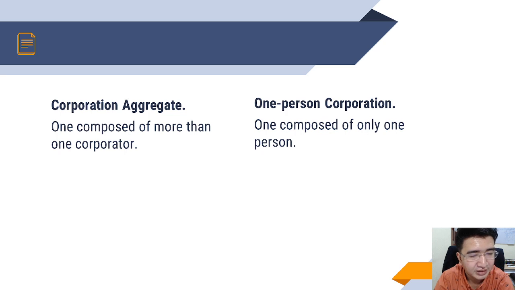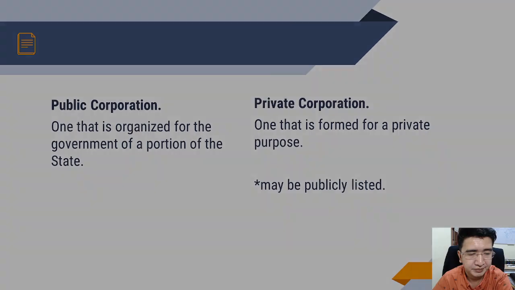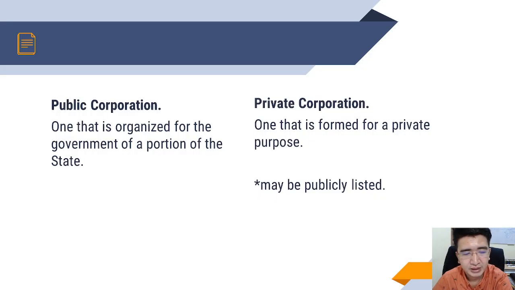Ngayon, to eliminate that, kasi ang pangit naman tignan na ganun ang ginagawa, i-allow mo na lang na one-person corporation. That's why there is now a law allowing sole corporation or one-person corporation. Ito yung bago. Then you have public and private corporation. When we say public corporation, one that is organized for the government of a portion of the state. So mostly yan mga GOCCs. For the private corporation naman, one that is formed for a private purpose. O yan, usually yung mga stock corporation.